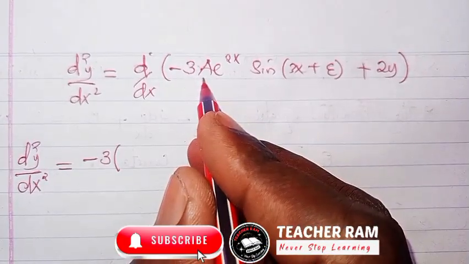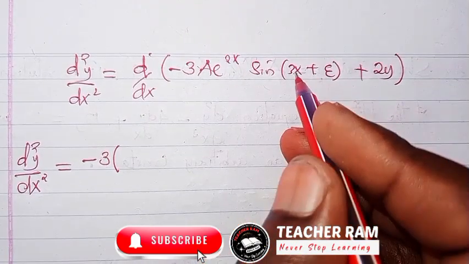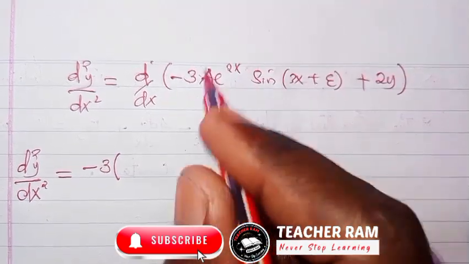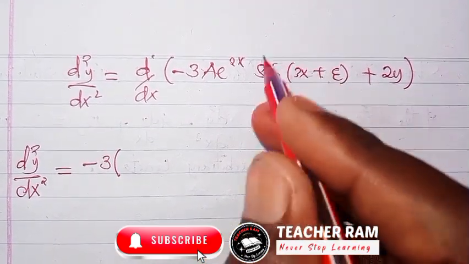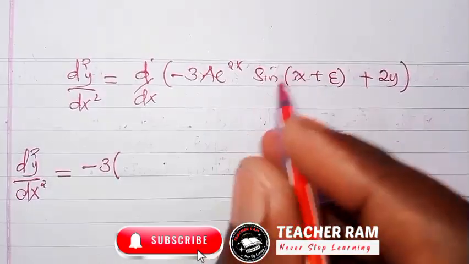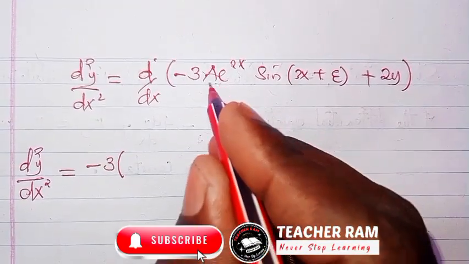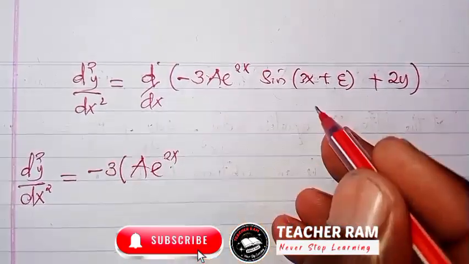So inside we will have a e^(2x) sine of this one. So we have two functions here. The first function is the exponential function and the second one is the trig function. So we have to keep one constant, differentiating the other, and then doing vice versa for the second time. So here let us keep a e^(2x) constant.